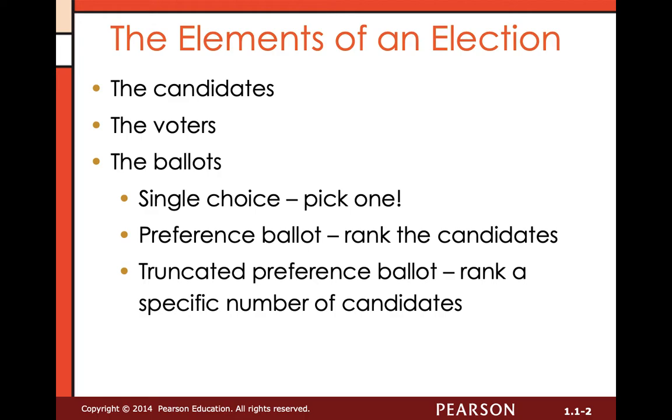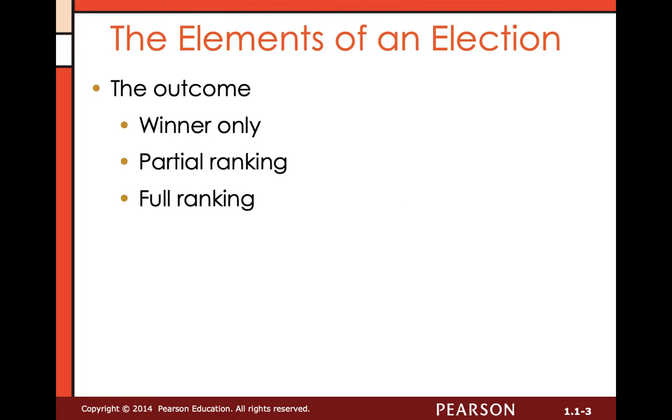Now with ballots, there's a few different ways you can do that. Single choice, where you just pick the favorite one. There's also preference ballots where you rank the candidates. So this is your first choice, second choice, third choice, and so on. And then there's what's called a truncated preference ballot, which is where you rank a specific number of candidates. So pick your top two or pick your top three and so on.